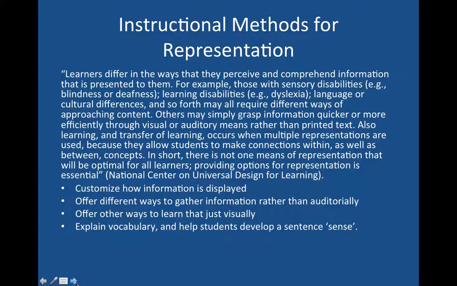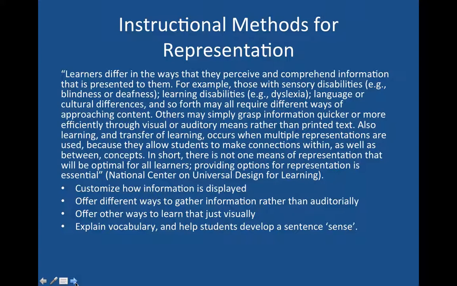The second instructional methods for representation, those representation networks. That's when we as teachers realize that learners differ in the way that they perceive and comprehend information. So, people that might be blind or deaf or have learning disabilities or language or cultural differences all might have a different way of approaching the content. So others grasp information more quickly.